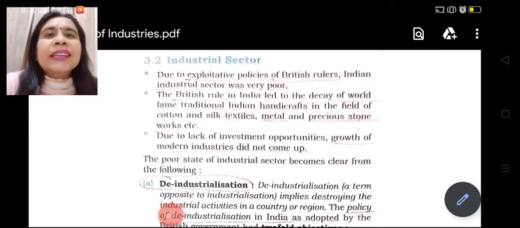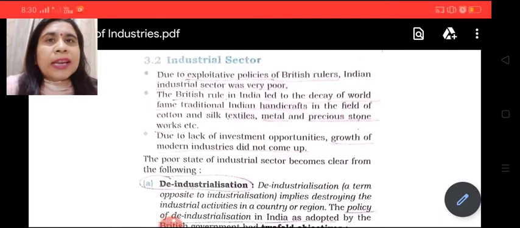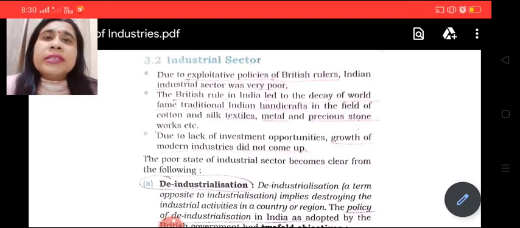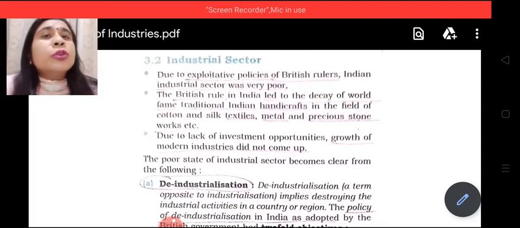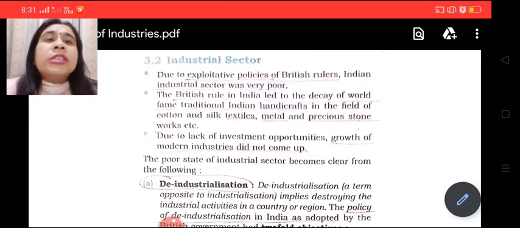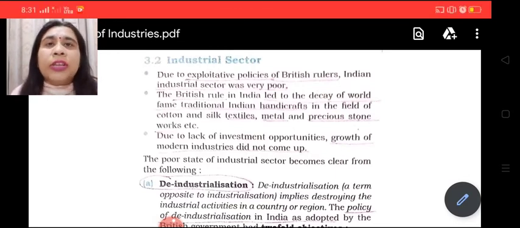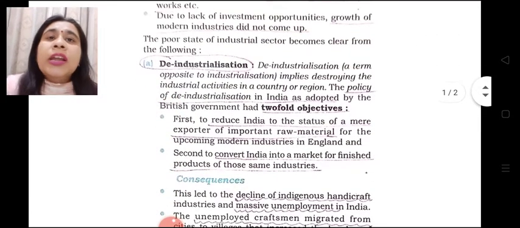Let us start learning about the state of the industrial sector, or the secondary sector, at the time of independence. Owing to the exploitative trade practices by the Britishers, the condition of the industrial sector was also very poor. It was deplorable. Let's learn about the causes, the reasons for the decline of the industrial sector, one by one. First point is deindustrialization.